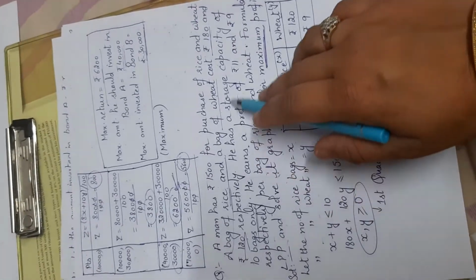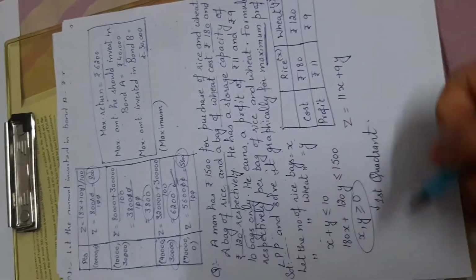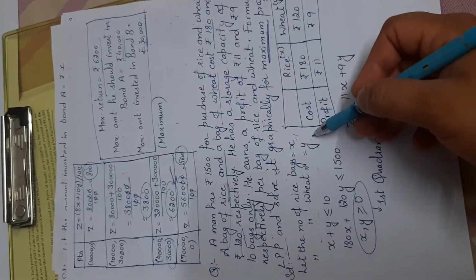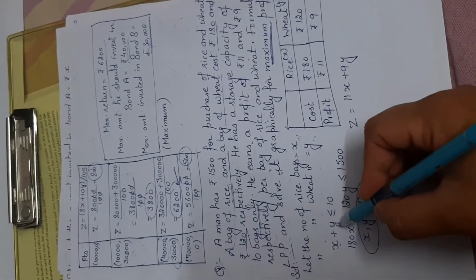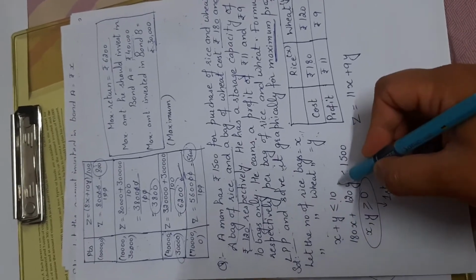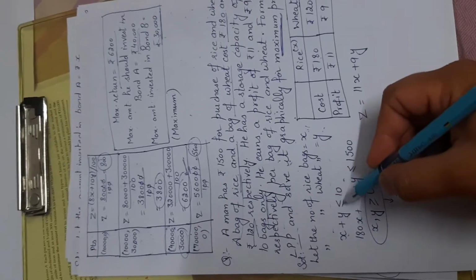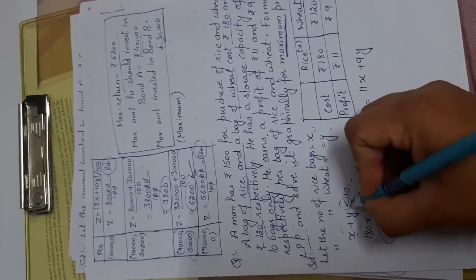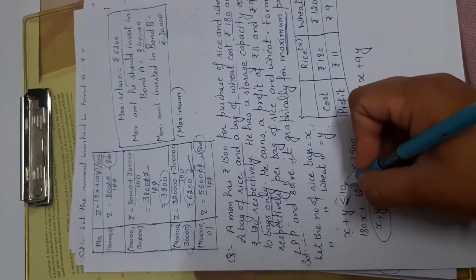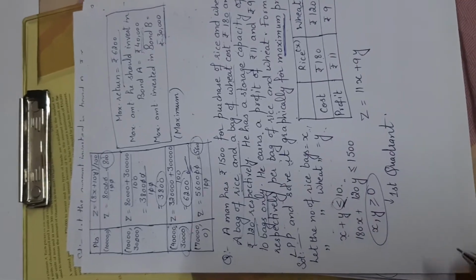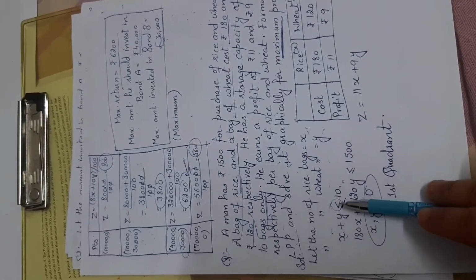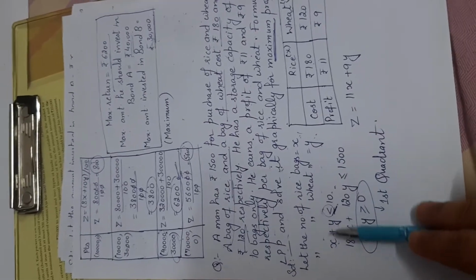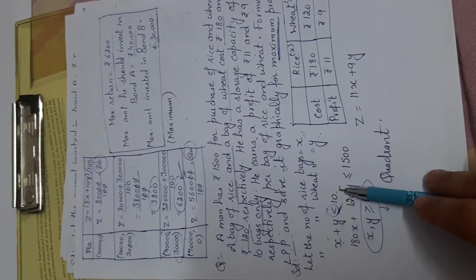Now he has a storage capacity of 10 bags. In total he is having X and Y bags, because rice bags are X and wheat bags are Y. So X plus Y is less than or equal to 10, because he can store a maximum of 10 bags, that means 10 bags or fewer. So the very first inequality, the very first constraint we get, is X plus Y less than or equal to 10.